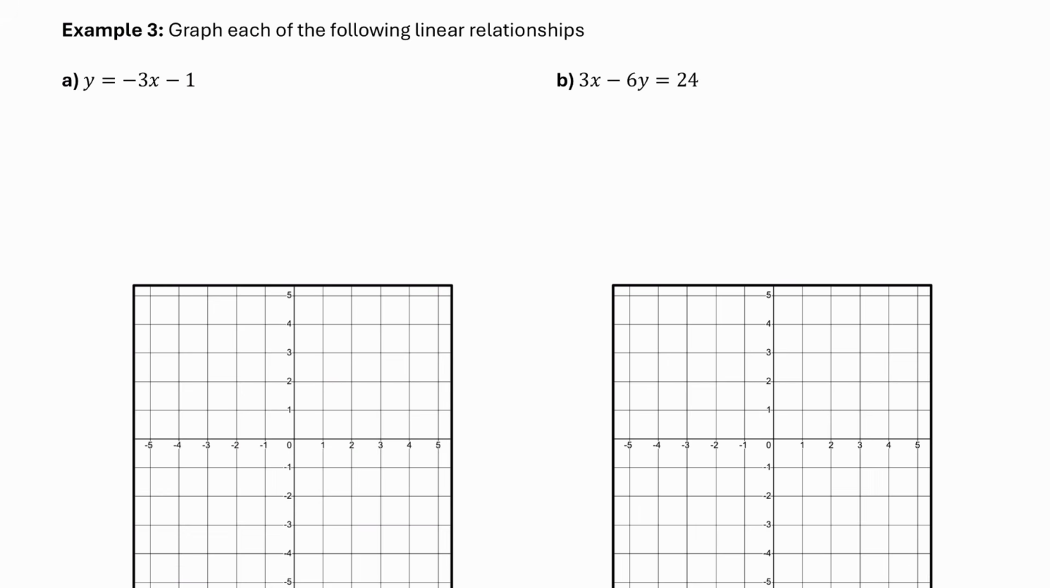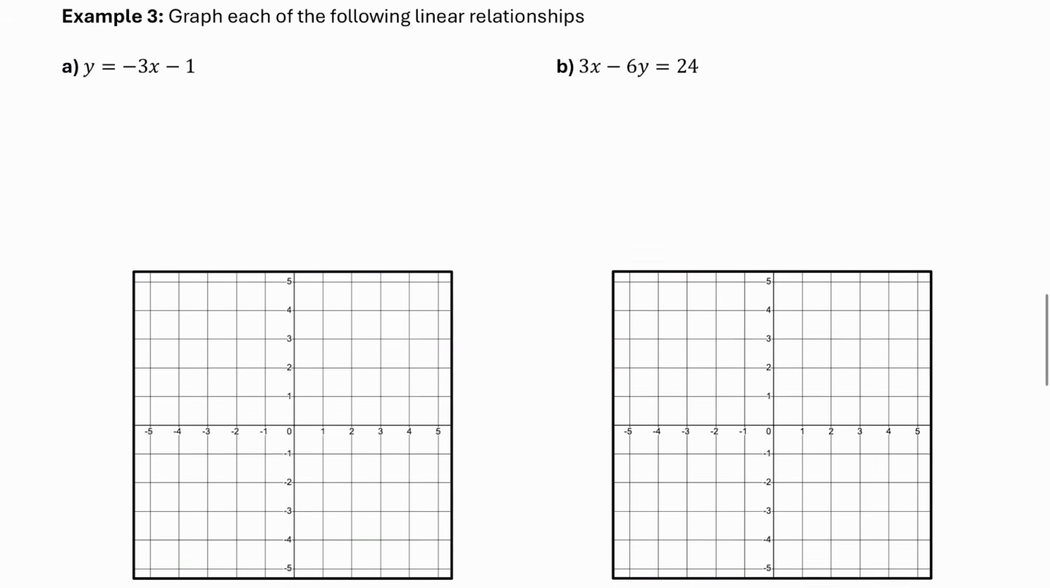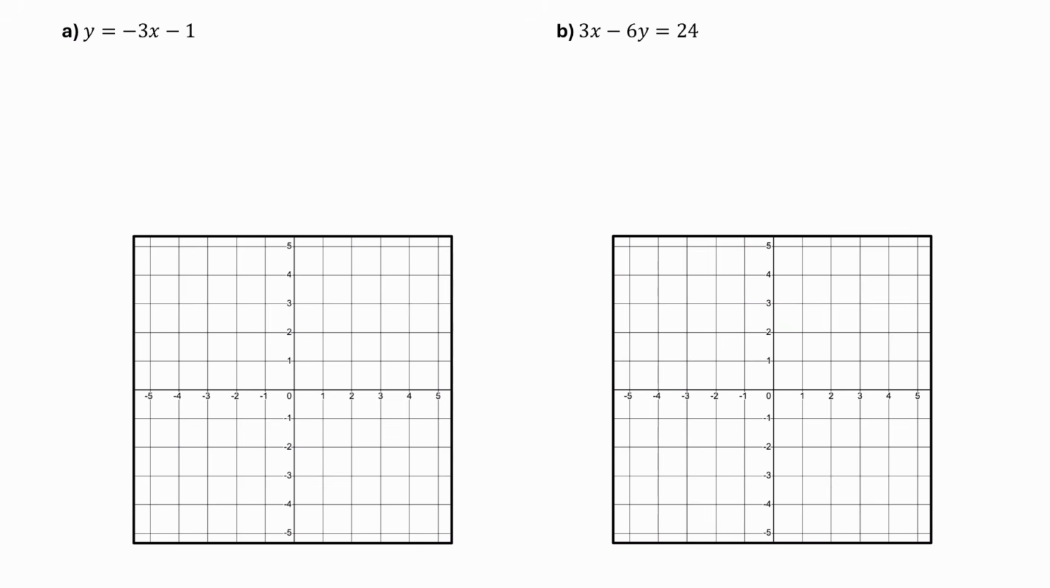Example 3 says graph each of the following linear relationships. So starting with part A, the first thing I have to do is make sure it's in the format y equals mx plus b, which it is. Y is already isolated. So once it's in that format, the coefficient of the x is our m, our slope, and the constant being added after the x is our b value, our y-intercept.